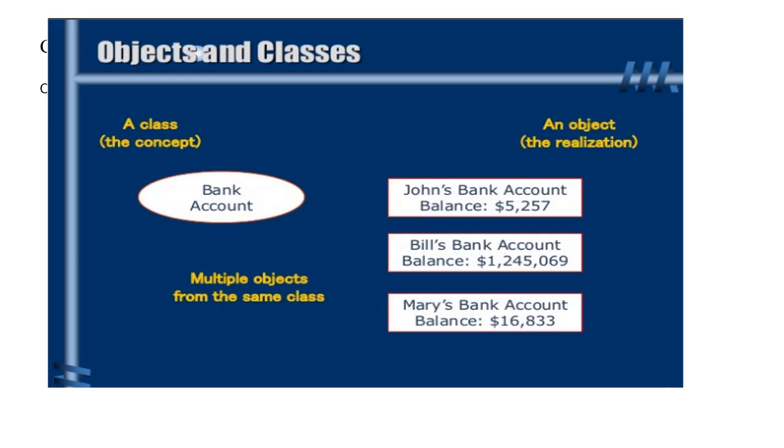Let's understand objects and classes with the help of this example. A class can be used to create multiple objects. So here I define a class called a bank account, which creates multiple objects from the same class. I define John's bank account, Bill's bank account, and Maria's bank account, and these are nothing but objects. An object represents something with which we can interact in a program.